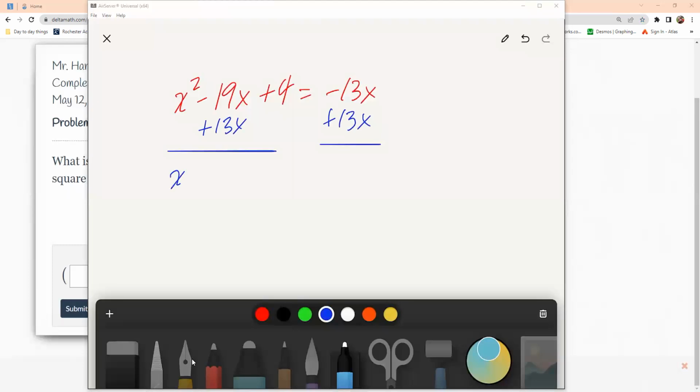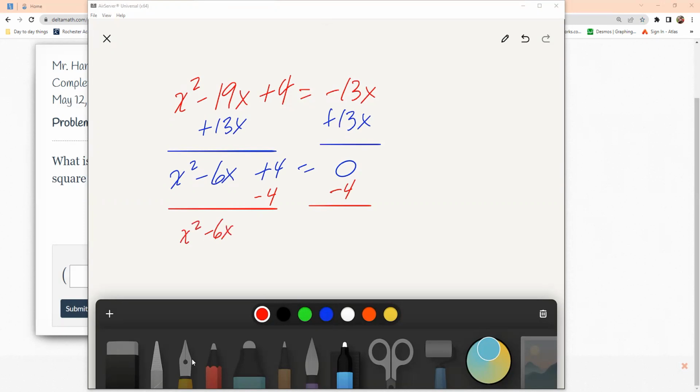And this is going to be x squared minus 6x plus 4 equals 0. Now I'm going to take this plus 4 and move it to the other side by subtracting. So this is going to be x squared minus 6x equals a negative 4.